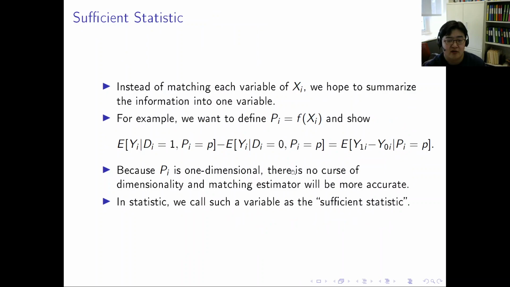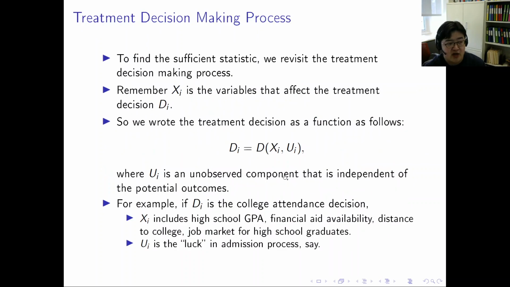And then, to think about such a variable, what is a sufficient information in our analysis? Then we will go back to the decision-making process. We will revisit the treatment decision-making process, because this is where we choose the control variables x.